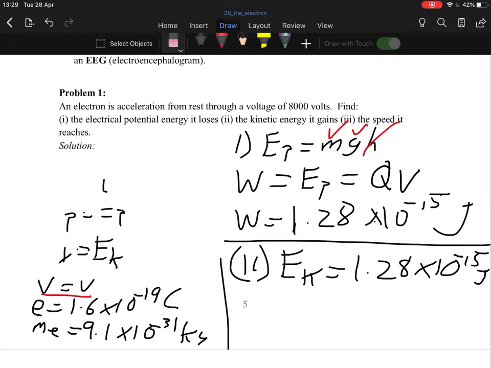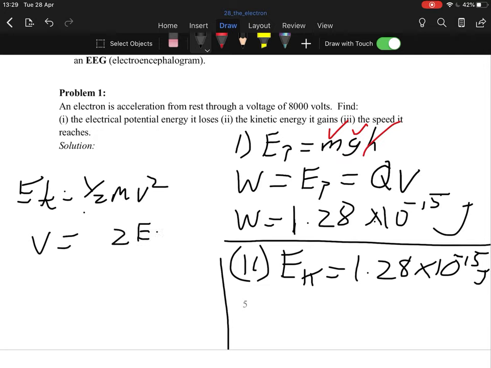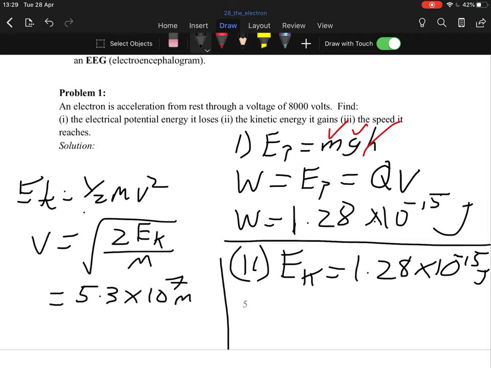So for part three, I'm going to rub out the left-hand side just because I need the space. We have the first two parts answered now. The last part is, what's the speed of the particle? Well, we can get that because we have kinetic energy. Ek equals half mv squared, so we need v. So v is going to equal the square root of 2 times Ek divided by m. Fire in all your values and you should get an answer of 5.3 by 10 to the 7 meters per second.